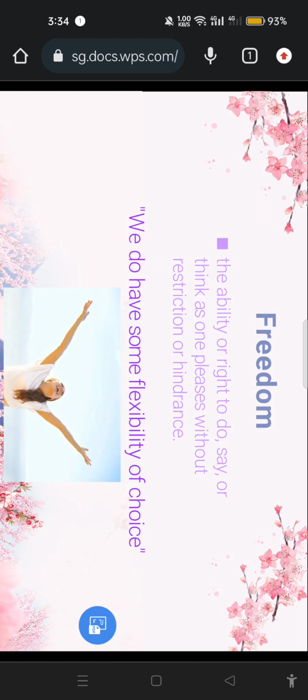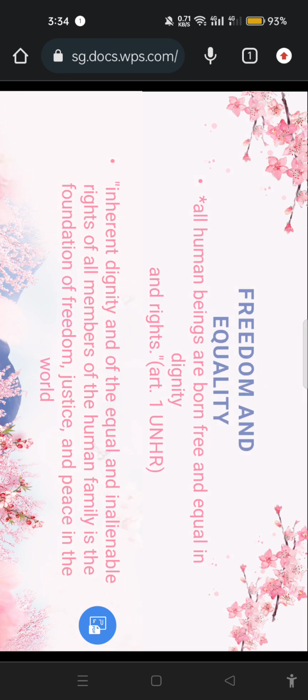Now, what is freedom? Freedom is the ability or right to do, say, or think as one pleases without restriction or hindrance. Overall, it concludes thus that freedom and equality are that all humans are born free and equal in dignity and in rights, making everything accessible to anyone, not just to a specific group of people. It is also stated here na inherent dignity and the equal and inalienable rights of all members of the human family is the foundation of freedom, justice, and peace in the world.